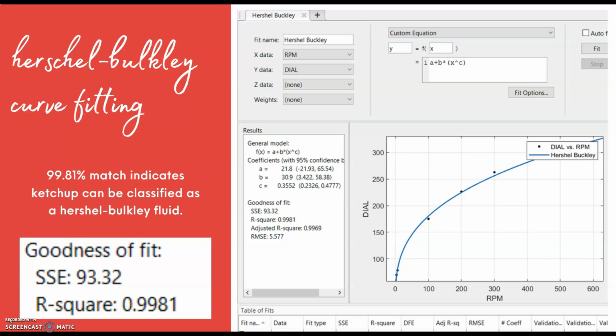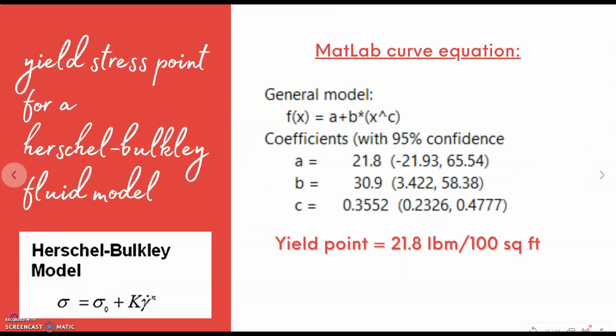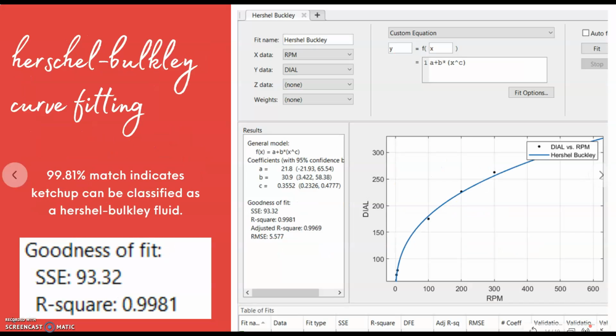This furthermore agrees with background research from past articles, which explained ketchup as a yield stress fluid that undergoes shear thinning. The Herschel-Bulkley model is the only one of this list that satisfies all of these characteristics, so there's no surprise that it matches the data nearly perfectly. The yield point, tau initial, was represented by A in this equation. We know now that ketchup has a yield point of about 22 pound mass per 100 square feet.